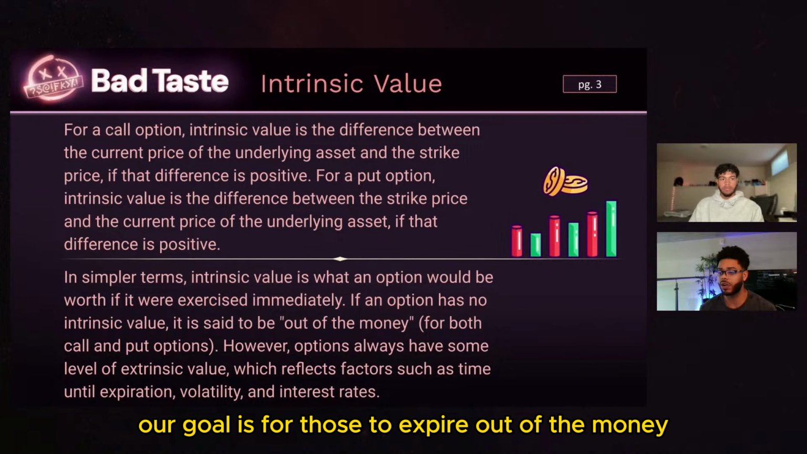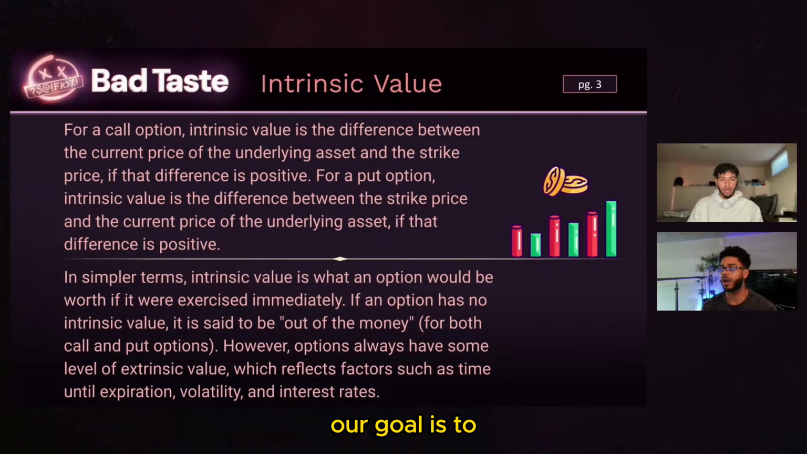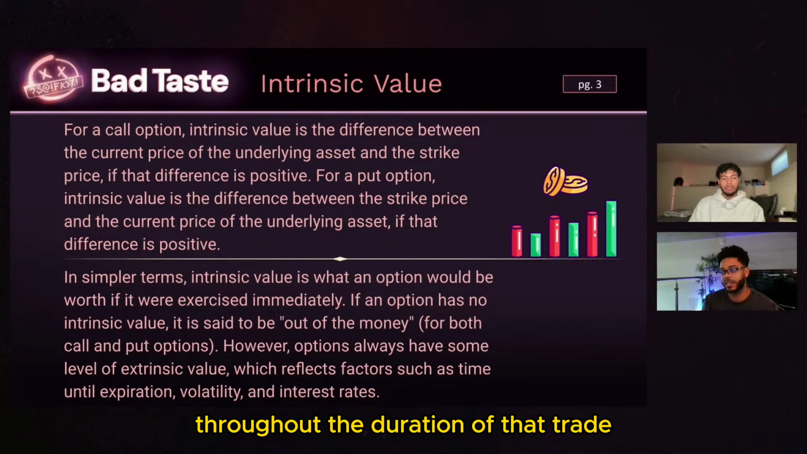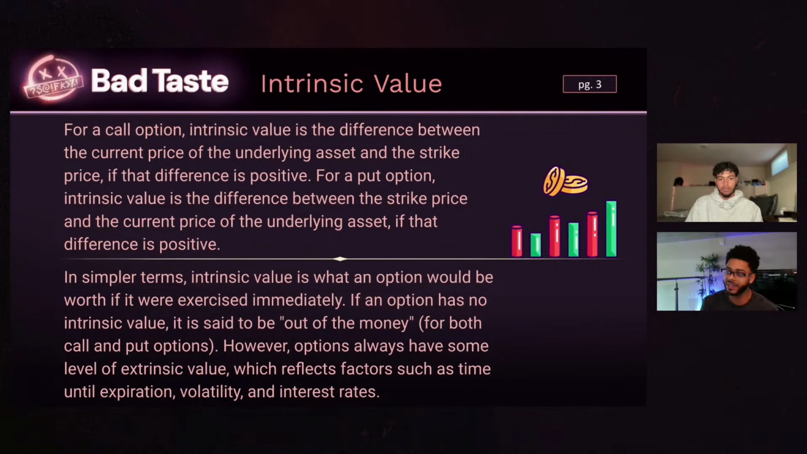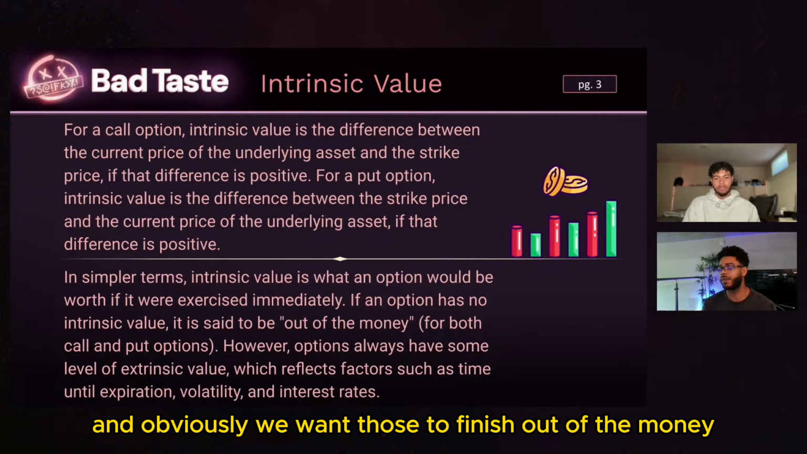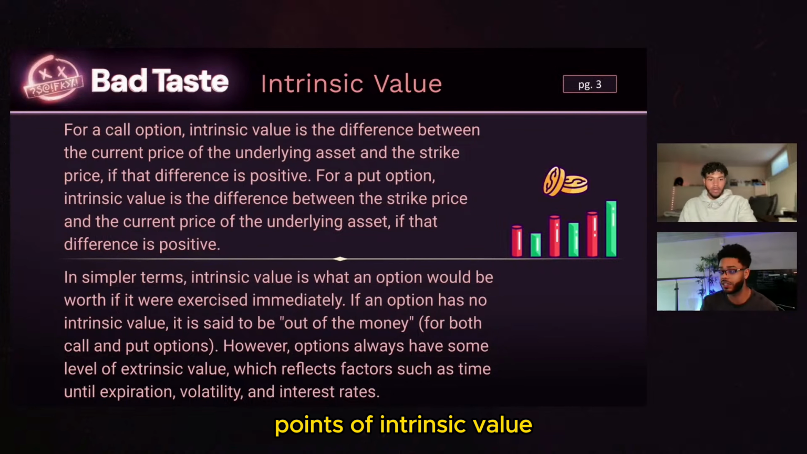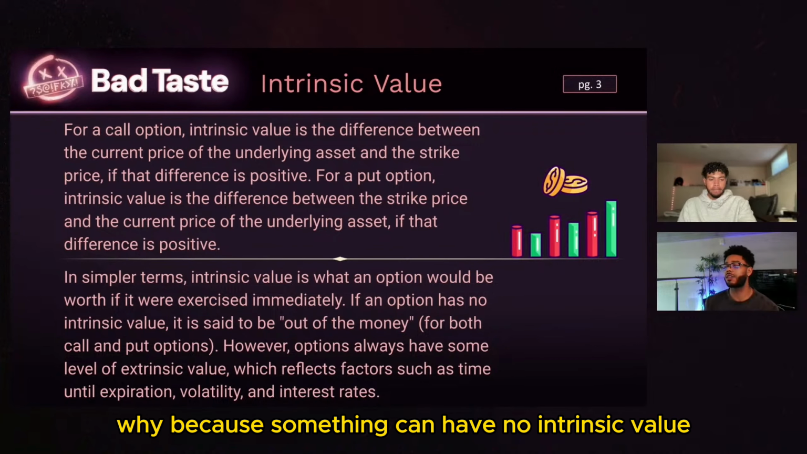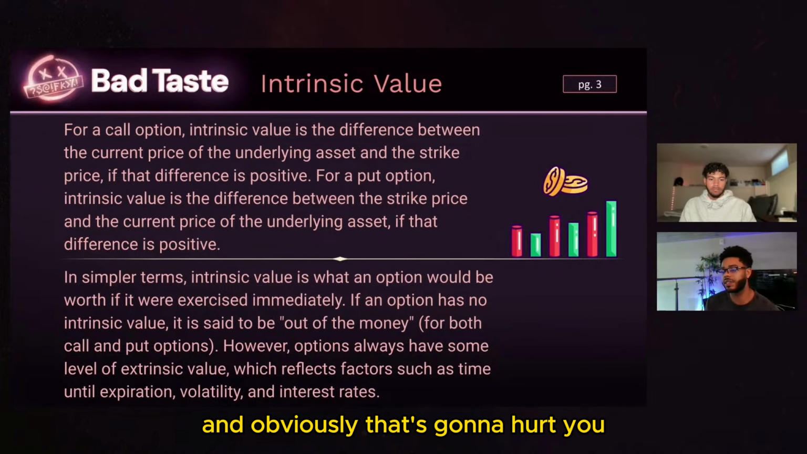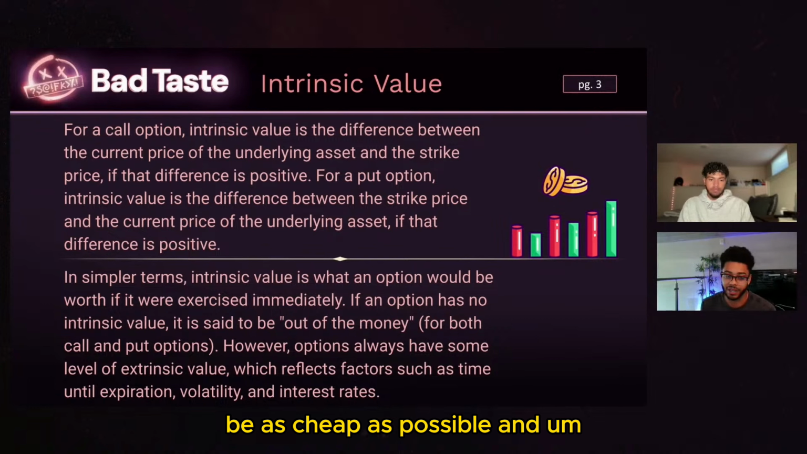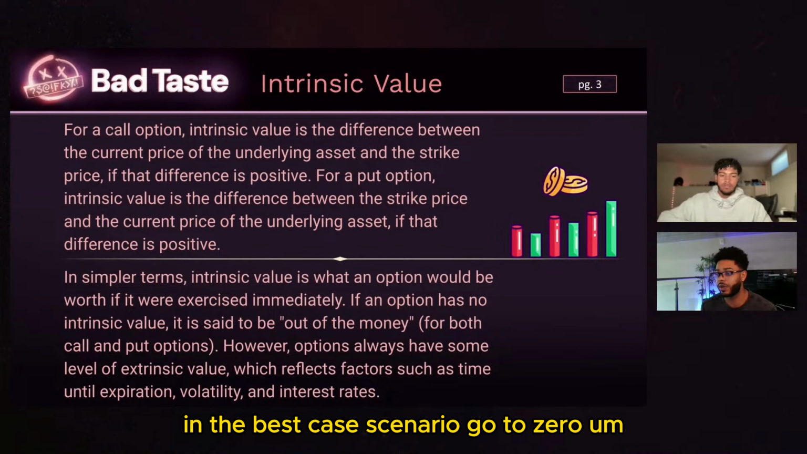And then obviously our goal is for those to expire out of the money. Our goal is to get extrinsic value sucked out of the contract throughout the duration of that trade. Our goal is for volatility to decrease and time to run out. And obviously we want those to finish with no points of intrinsic value. Why? Because something can have no extrinsic value and have some intrinsic value, and obviously that's going to hurt you, because you want the contracts to be as cheap as possible, and in the best case scenario, go to zero.